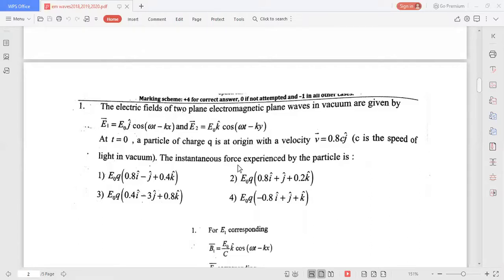At t is equal to 0, a particle of charge q at the origin is moving with a velocity v bar equal to 0.8 c j cap. c is the speed of light in vacuum. Find the instantaneous force experienced by the particle. The answer is given in vector form. Okay, now all of you look at the board. Already we have done this previously.